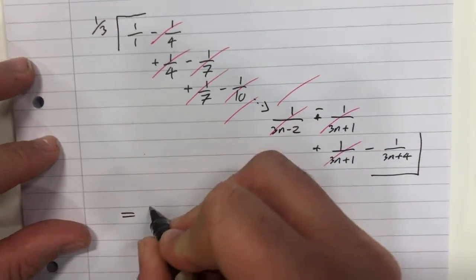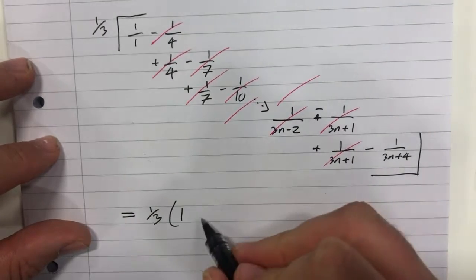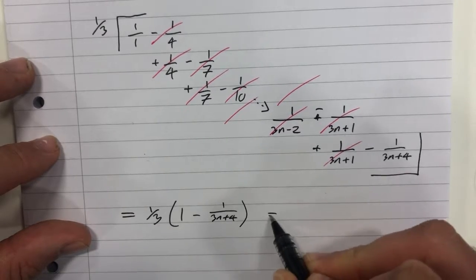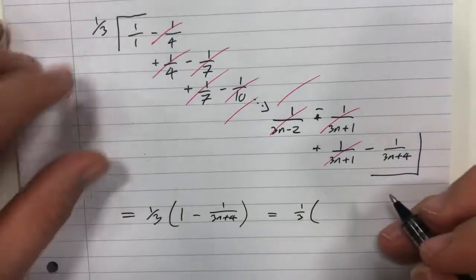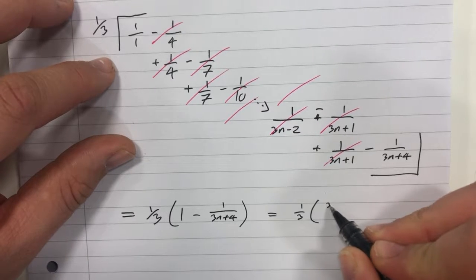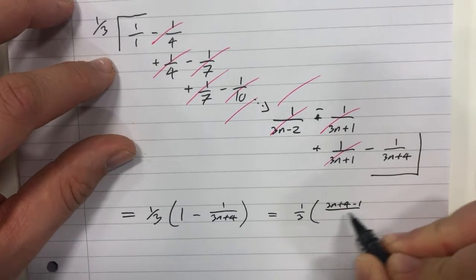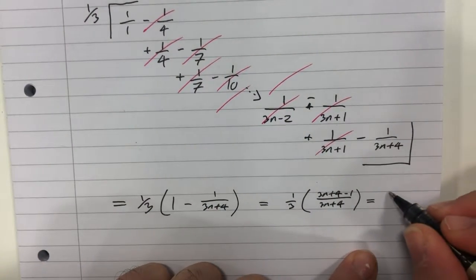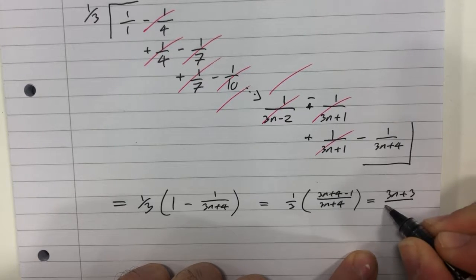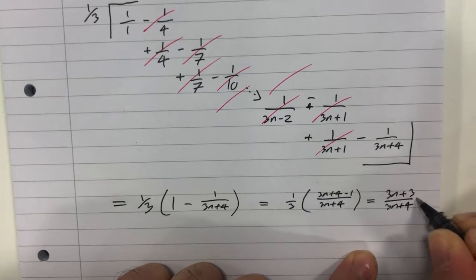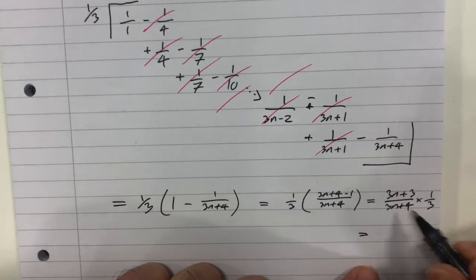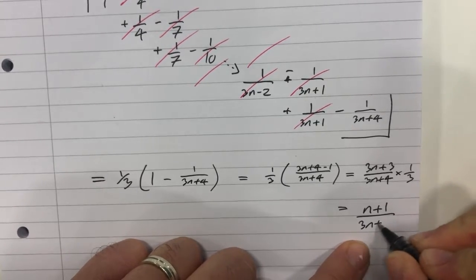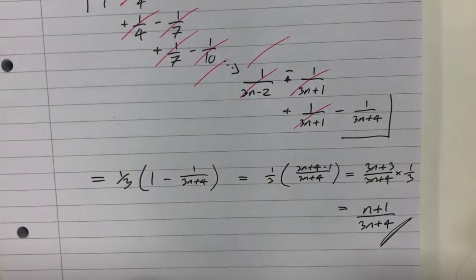So therefore this series is equal to a third into 1 minus 1 over 3n plus 4, which equals a third into (3n plus 4 minus 1) over 3n plus 4, which is 3n plus 3 over 3n plus 4 times a third. And now, because the top, both multiples are 3, I can say that's n plus 1 over 3n plus 4. And that is my answer.